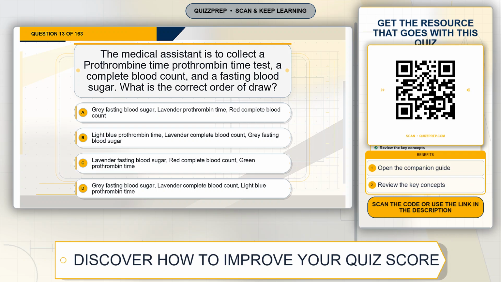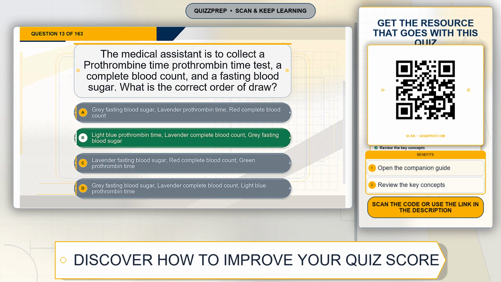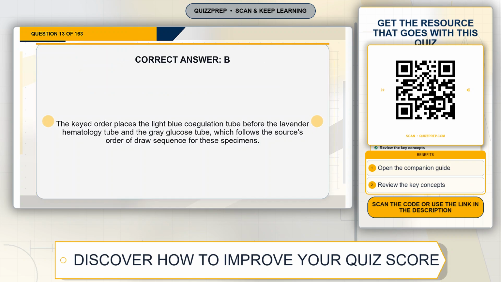Question 13. The medical assistant is to collect a prothrombin time test, a complete blood count, and a fasting blood sugar. What is the correct order of draw? Option A, gray fasting blood sugar, lavender prothrombin time, red complete blood count. Option B, light blue prothrombin time, lavender complete blood count, gray fasting blood sugar. Option C, lavender fasting blood sugar, red complete blood count, green prothrombin time. Option D, gray fasting blood sugar, lavender complete blood count, light blue prothrombin time. The correct answer is Option B, light blue prothrombin time, lavender complete blood count, gray fasting blood sugar. Explanation. The keyed order places the light blue coagulation tube before the lavender hematology tube and the gray glucose tube, which follows the source's order of draw sequence for these specimens.